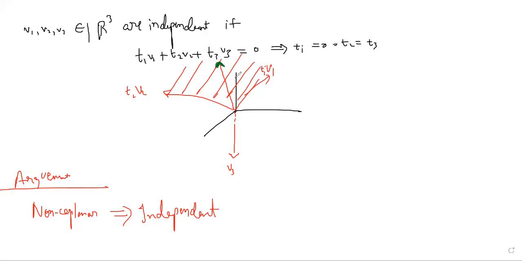Yes, when you add the first two, you can never get the third. This green thing is what you will get when you try to add the first two. But can that ever be equal to T3 V3 or minus T3 V3? It's just impossible, because this thing is in that plane, but V3 is not in that plane. So there's no way this can be equal to T3 V3. Okay, this is not a proof. This will not be accepted as a proof. But this is just the idea.